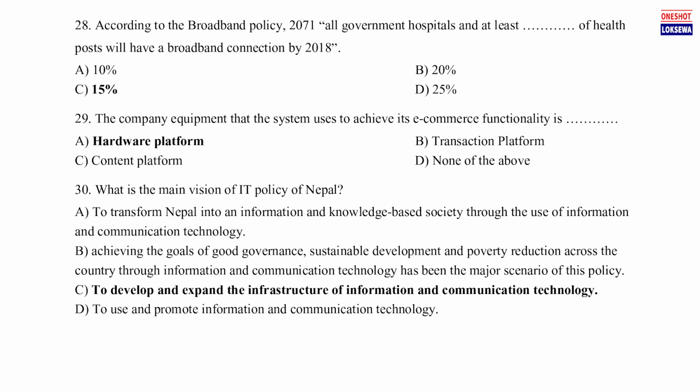30. What is the main vision of the IT policy of Nepal? A. To transform Nepal into an information and knowledge-based society through the use of information and communication technology. B. Achieving the goals of good governance, sustainable development and poverty reduction across the country through information and communication technology has been the major scenario of this policy. C. To develop and expand the infrastructure of information and communication technology. D. To use and promote information and communication technology.